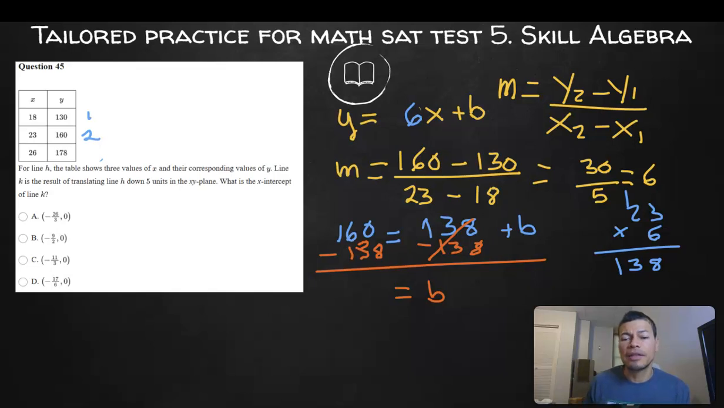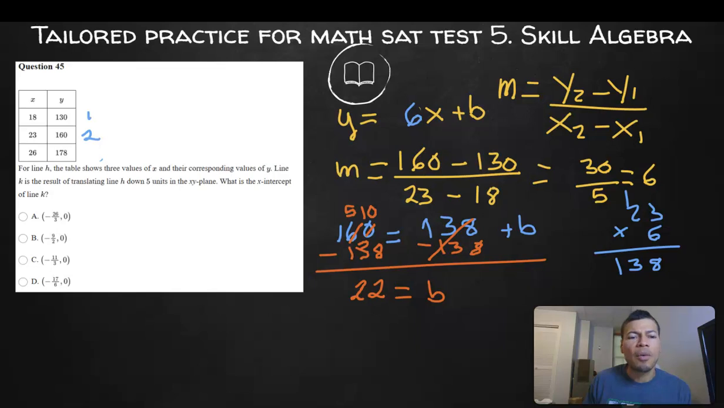160 minus 138. So I cannot take away 8 from 0, so I need to borrow from this. It is going to turn into a 5, and this is going to be a 10. And I'm doing this because I know that we tend to forget. So 10 minus 8, that's going to be 2. And then 5 minus 3, that's going to be 2. And 1 minus 1 is going to be 0. So my b is going to be 22.